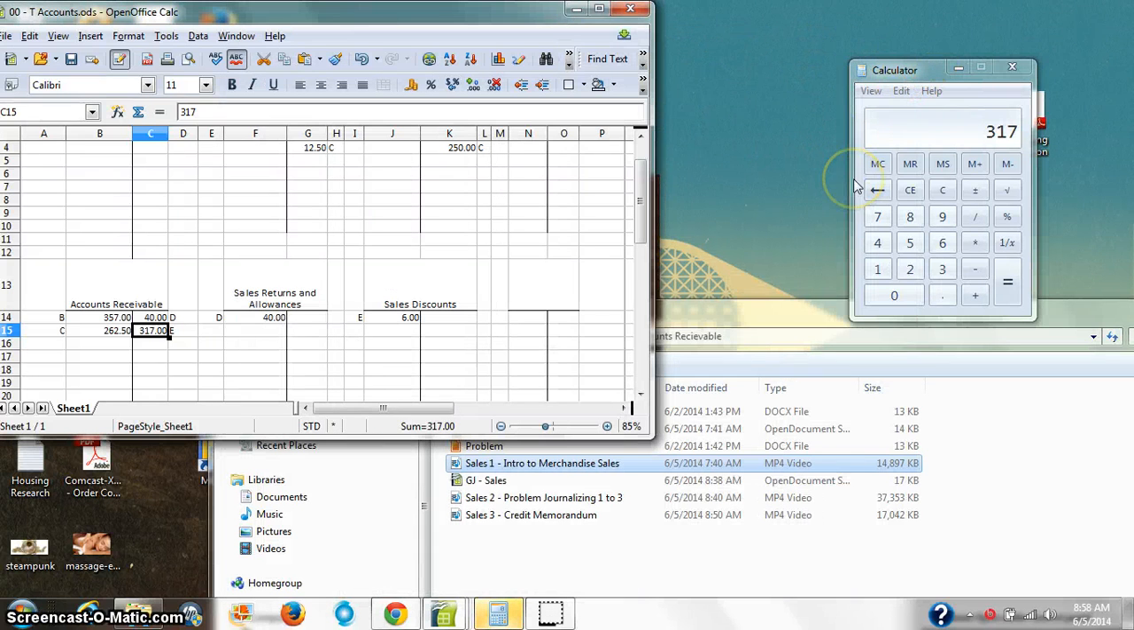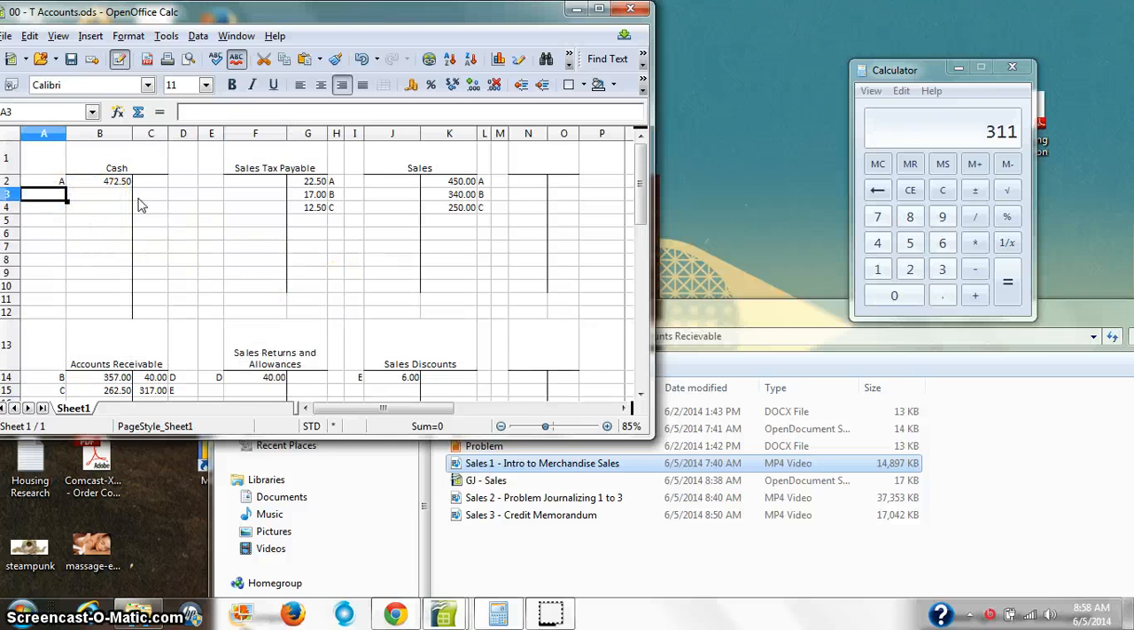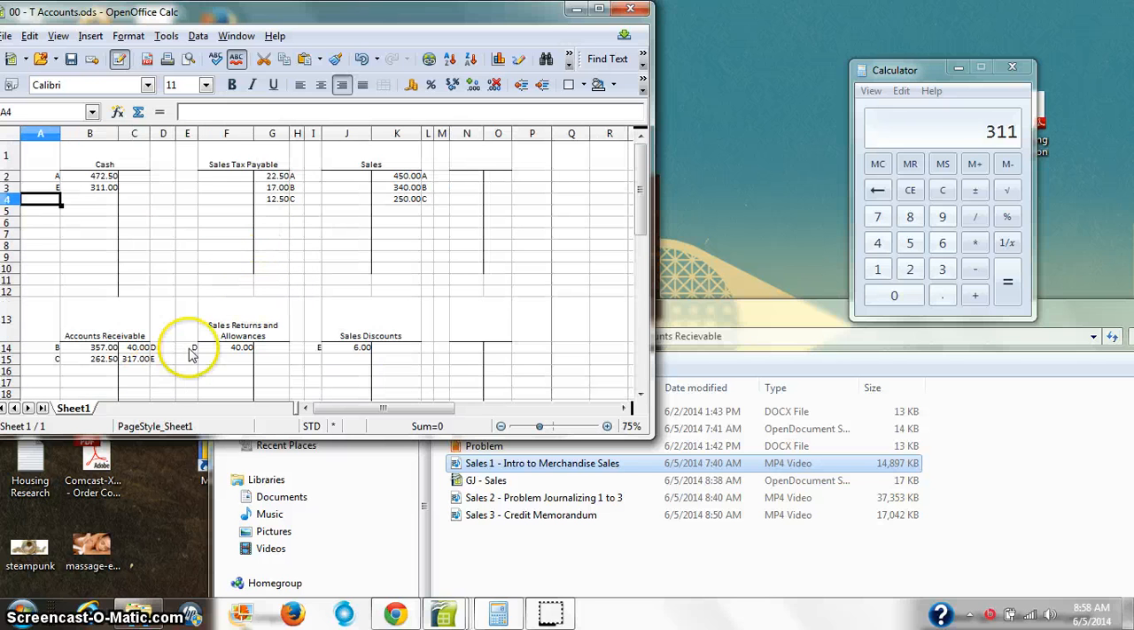Let's see here. 317 minus 6 equals 311. That's how much my cash actually increased. So what happened is he owed me $317, but I gave him a 2% discount. This $6 is that 2% discount, and then he actually paid me $311.